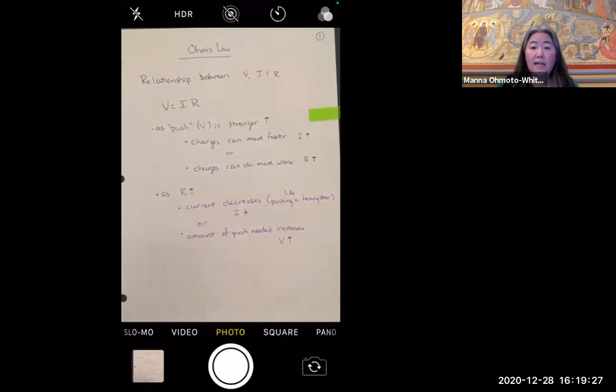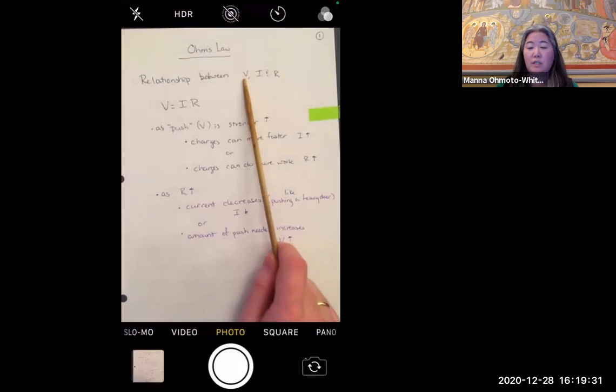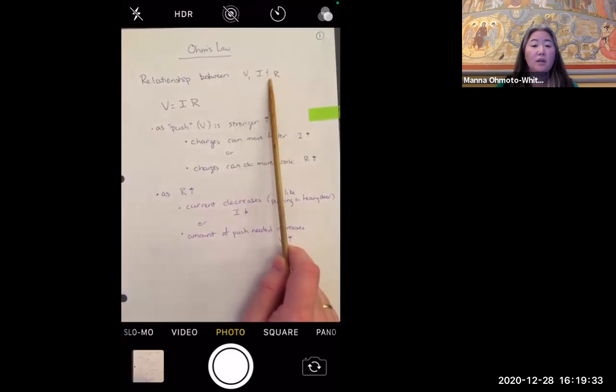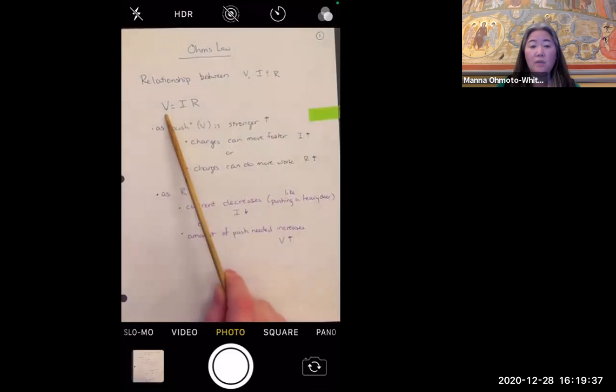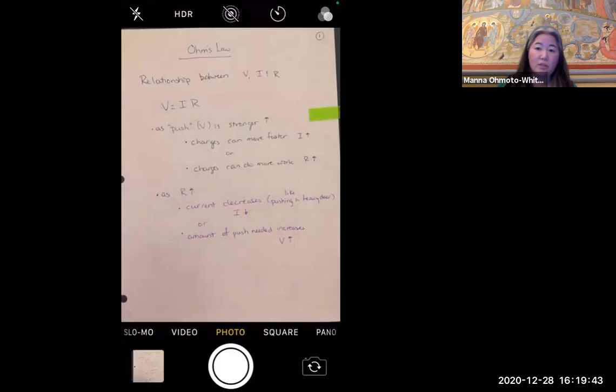So Ohm's law actually looks at the relationship between voltage, current, and resistance, right? These are the ways that they are shown in a formula. So the formula is V is equal to I times R. So one way of being able to think about this is just logically, right?